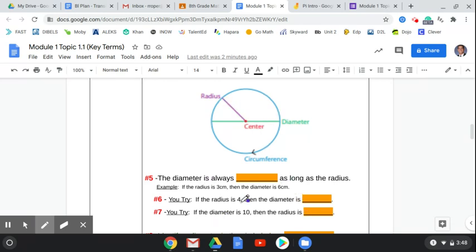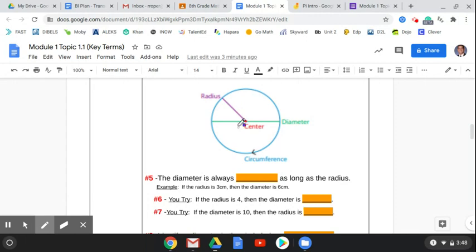If the radius is 4, then the diameter is what? If this radius is 4, that means if halfway across the circle is 4, how long is all the way across the circle? Well, it would be twice that, right? It would be twice of 4, 2 4s, which would be 8.